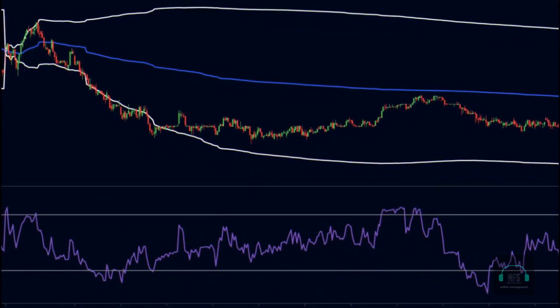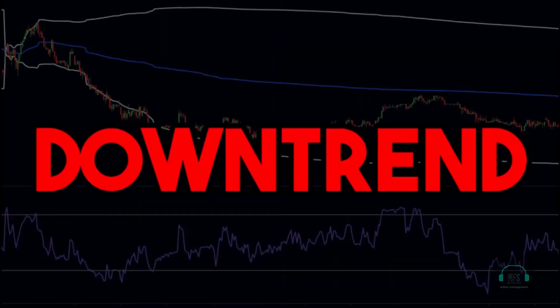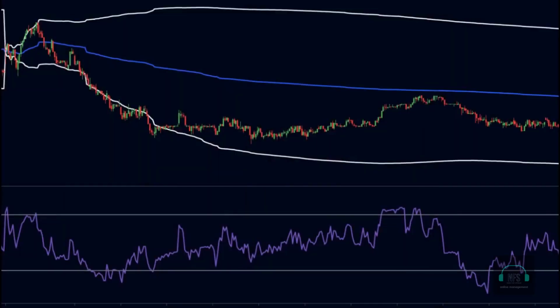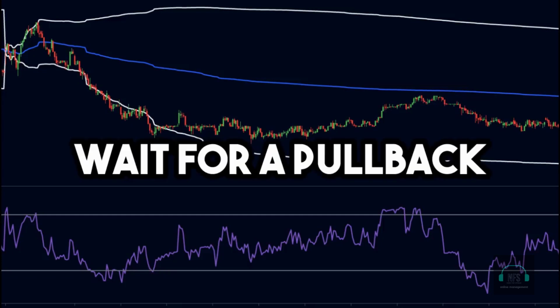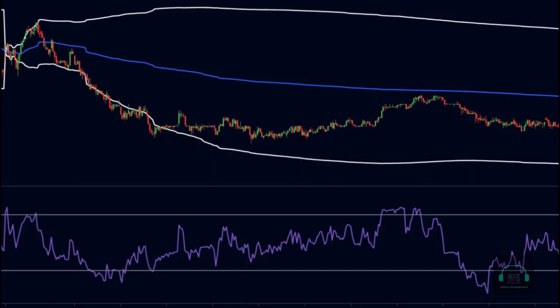Here on this chart, we see that the price was consistently trading below the VWAP. We also see that the price stayed around the lower band for a long time. We can say that the price was in a strong downtrend. So, we would want to sell here. But, we will not blindly sell at any price. We will wait for the price to make a pullback to the VWAP line.